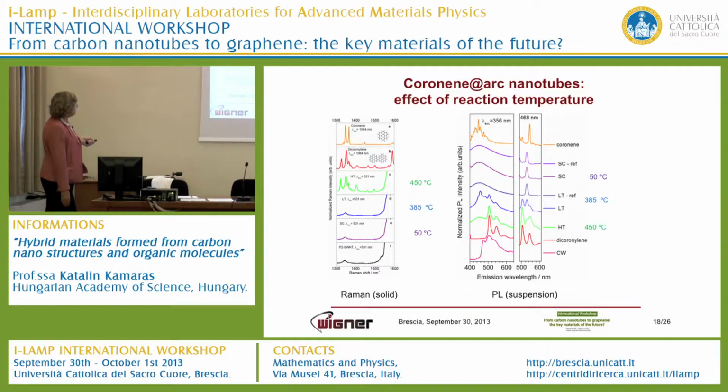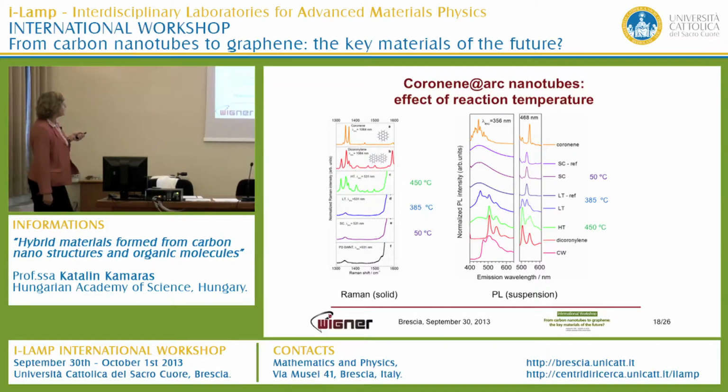What you can see is that at relatively low temperatures, you don't see anything in the Raman spectrum of the hybrids. But as soon as you get above a critical temperature, you have dicoronylene. And we've had a lot of experience in this, and from the intensity of the lines, we deduced that this cannot come from encapsulated molecules. You don't have this high intensity from encapsulated molecules. This must be on the surface of the nanotube.